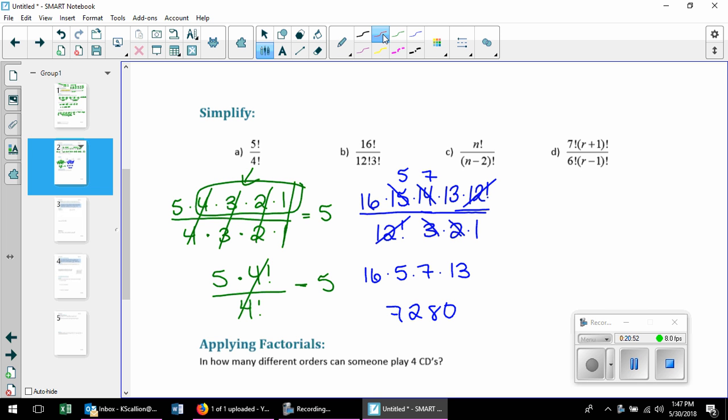Okay, this one. What am I expanding the top to? So I'm going to go n minus 1, n minus 2. I'm going to stop there because that's n minus 2 factorial. And this is n minus 2 factorial on the bottom. Those will cancel each other out. And I'm left with n squared minus n.